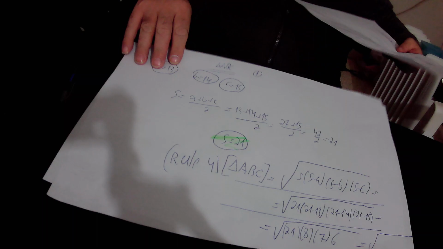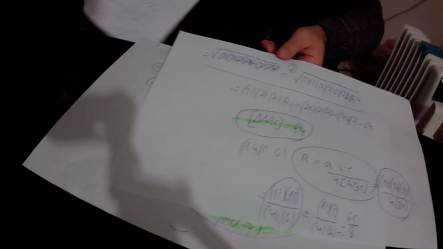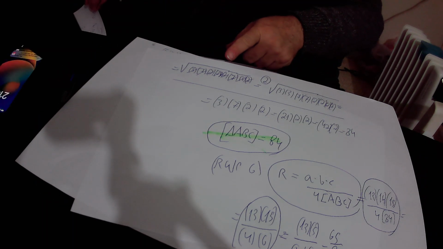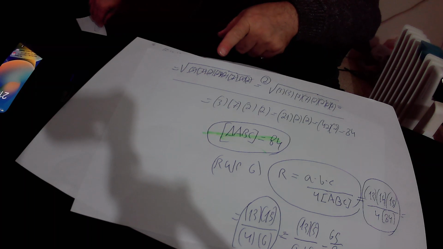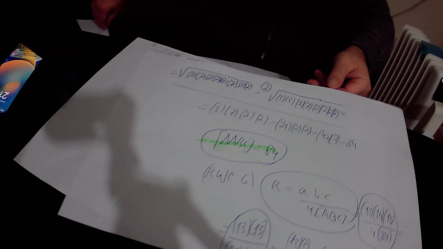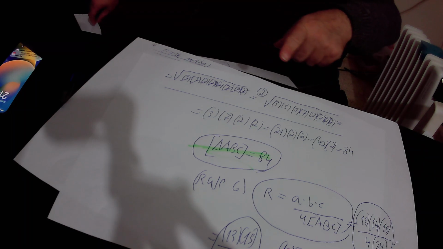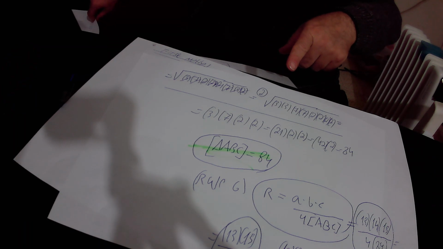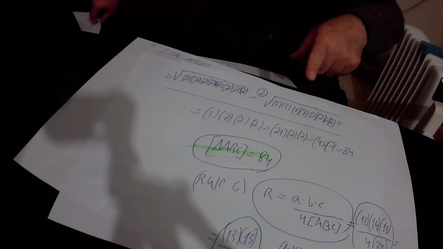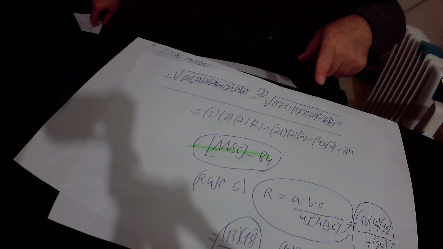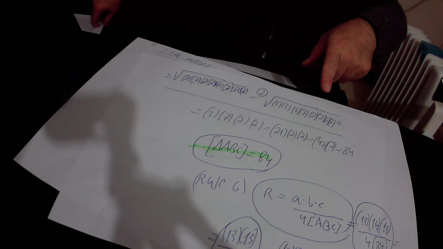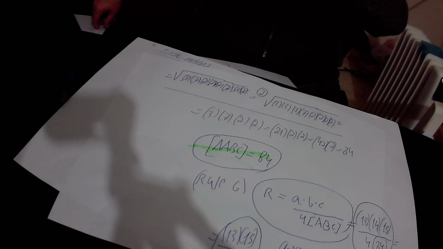And we got this expression. Then we arranged the numbers here differently, and we found out that in total the area of triangle ABC equals the square root of 3 times 3 times the square root of 7 times 7 times the square root of 2 times 2 times the square root of 2 times 2 again.